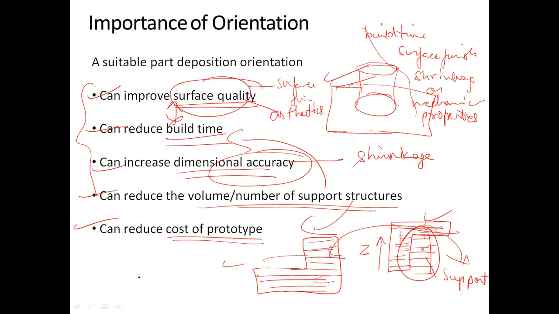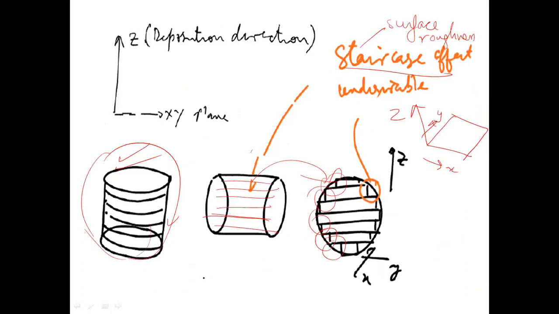Now, if you are trying to control surface quality, then the layer thickness is going to be less. And when layer thickness is less, build time is going to be high. On the contrary, if you are looking for dimensional accuracy, again, the layer thickness has to be less. So the build time is always going to be higher. So as I said, there are different orientations and different aspects.